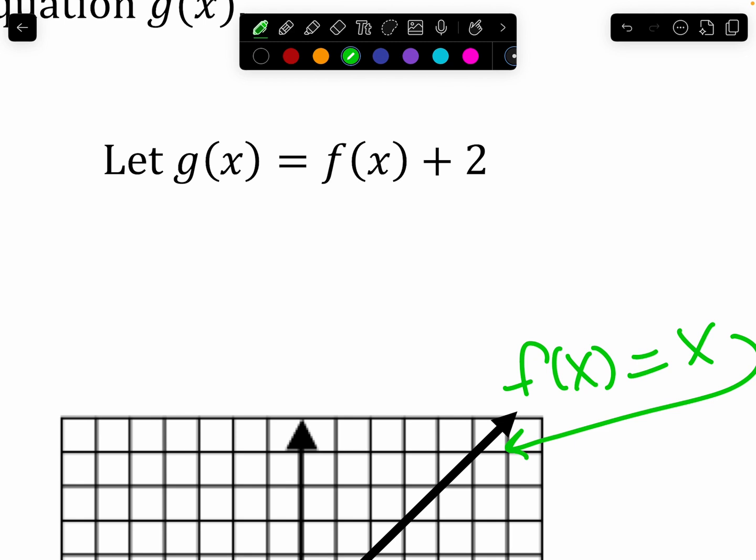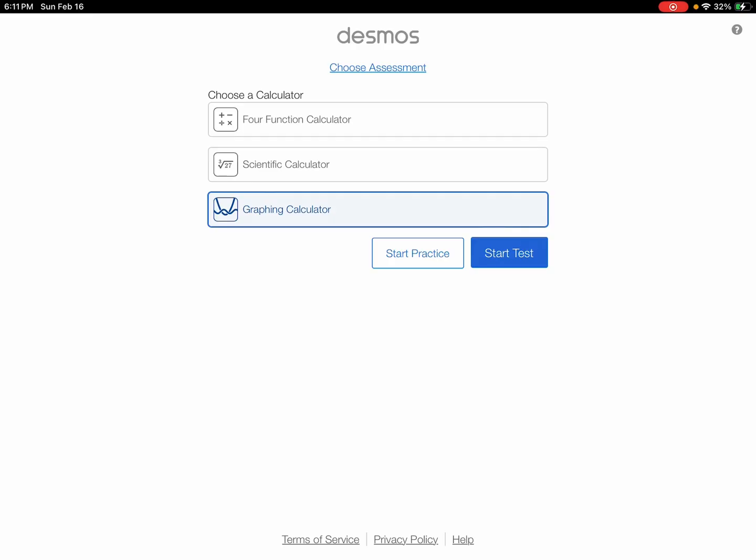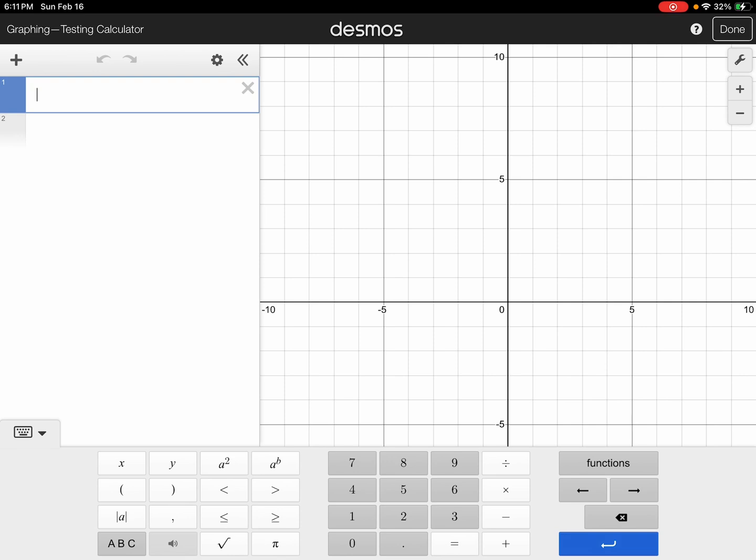And what this is telling us to do is take our original graph and do something to it. This says we're taking the original and adding 2. So let's go to Desmos and I'm going to show you what this looks like. We're just going to do practice.